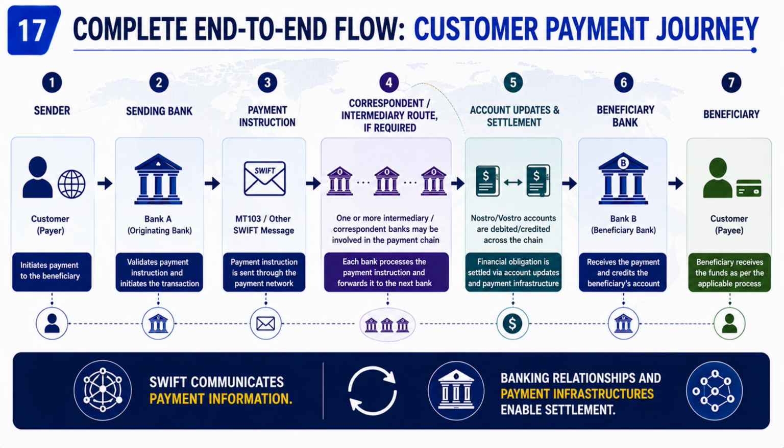Complete end-to-end flow. Now let's bring everything together. The payment journey begins with the sender. The sender provides an instruction to the sending bank. The payment information is communicated through the appropriate messaging channel. Depending on the route, correspondent or intermediary banks may be involved. The required account updates and settlement take place through the relevant banking relationships and payment infrastructure. The payment then reaches the beneficiary bank, and the beneficiary is credited according to the applicable process.